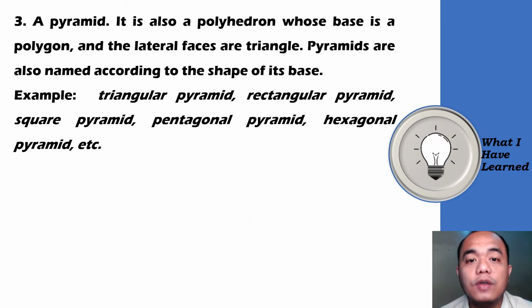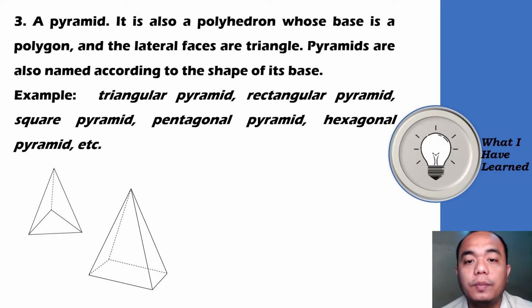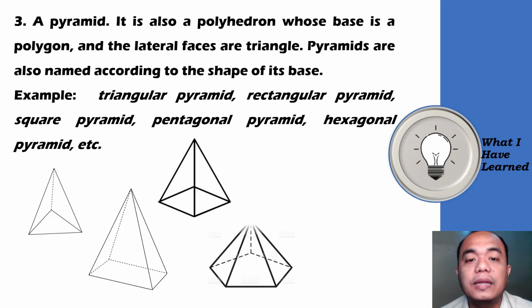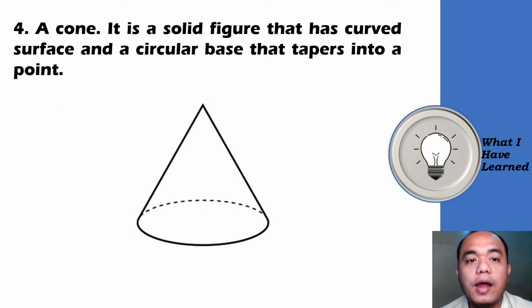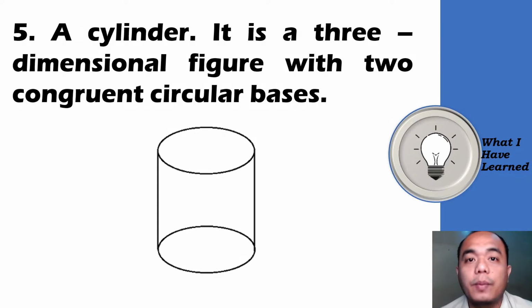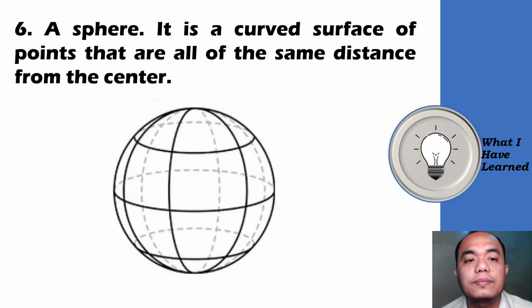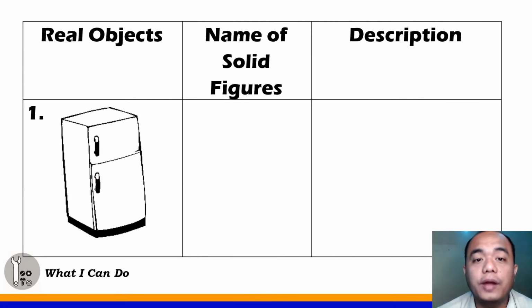Number 3, a pyramid. It is also a polyhedron whose base is a polygon and the lateral faces are triangles. Pyramids are also named according to the shape of its base. Example: triangular pyramid, rectangular pyramid, square pyramid, pentagonal pyramid, hexagonal pyramid, etc. Number 4, a cone. It is a solid figure that has a curved surface and a circular base that tapers into a point. Number 5, a cylinder. It is a 3-dimensional figure with 2 congruent circular bases. Number 6, a sphere. It is a curved surface of points that are all of the same distance from the center.